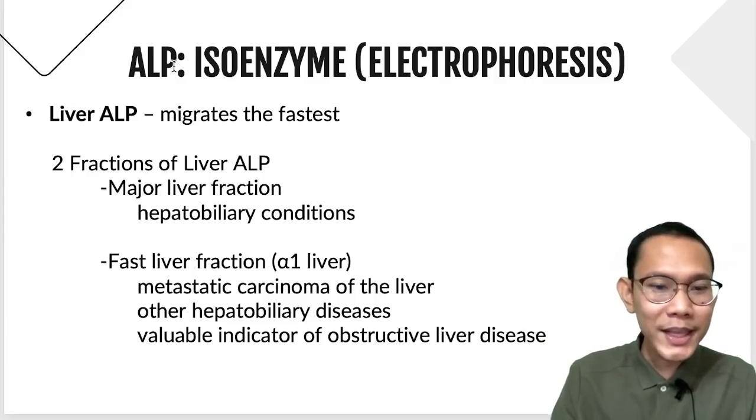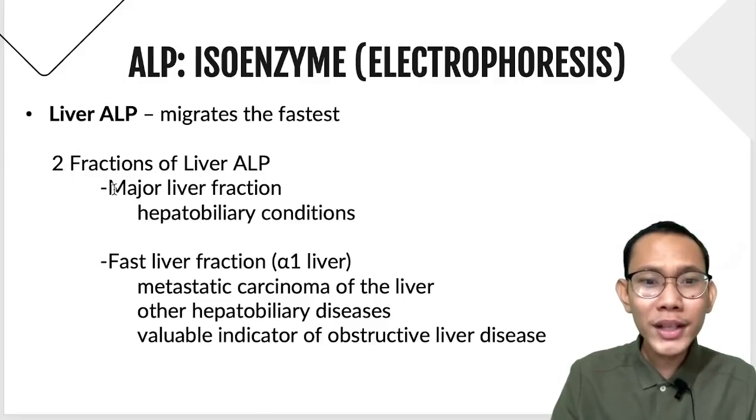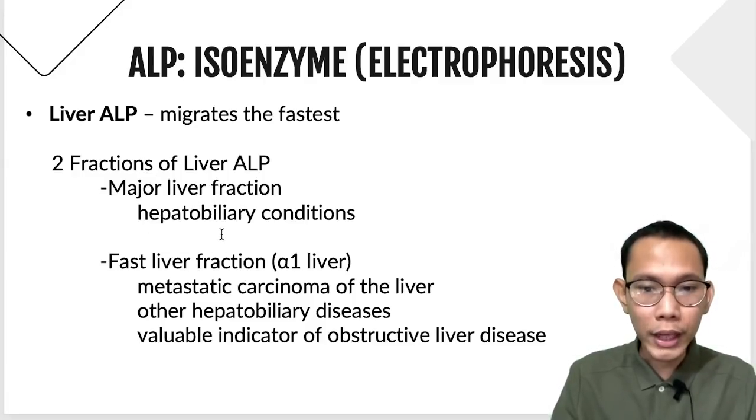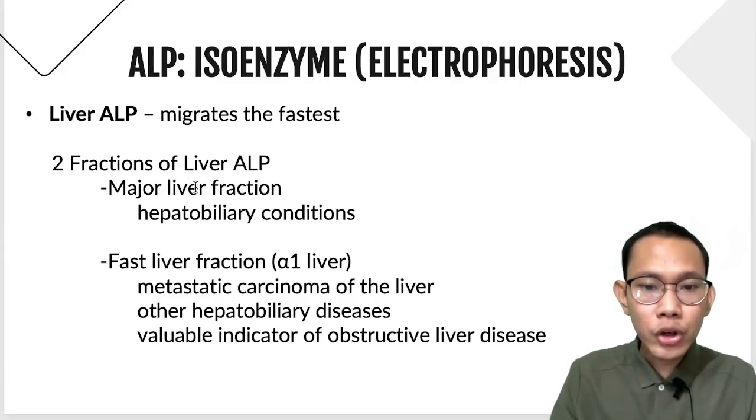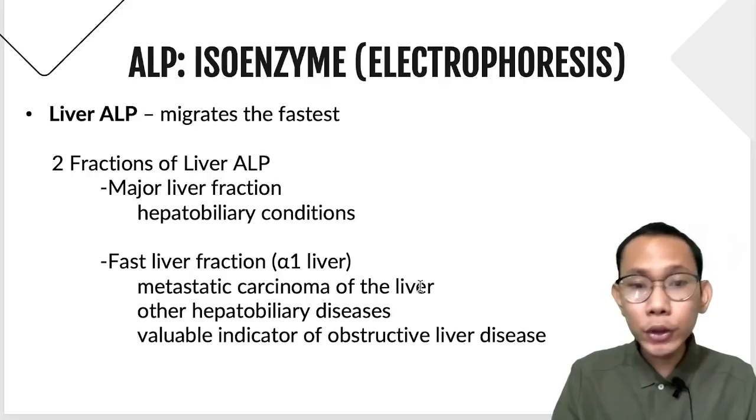The liver isoenzyme can actually be divided into two fractions. So, meron tayong dalawang fractions ng ating liver ALP. We have your major liver fraction and your fast liver fraction, or your alpha 1 liver. The major liver fraction could be seen in the different hepatobiliary conditions. Your fast liver or alpha 1 could be seen in a metastatic carcinoma of the liver.